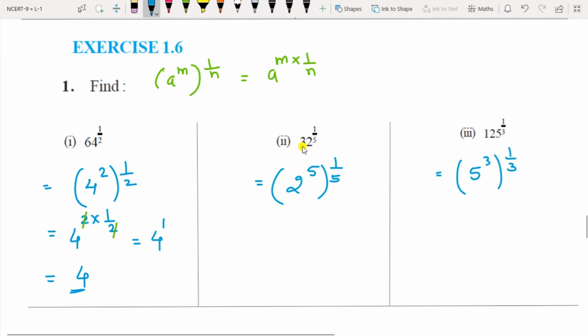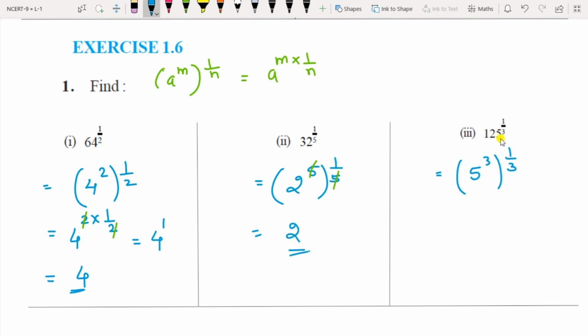Here 32, if you don't know the power, you have to find it by doing the LCM. So if you find the LCM of 32, 2 1s are 2, 2 6s are 16, 2 4s are 8, 2 2s are 4, and 2 1s are 2. Okay, this is 2 raised to 5. So 2 raised to 5 into 1 upon 5. 5 will get cancelled here. I am doing it directly. So it is 2 raised to 1, means 2 is the answer.